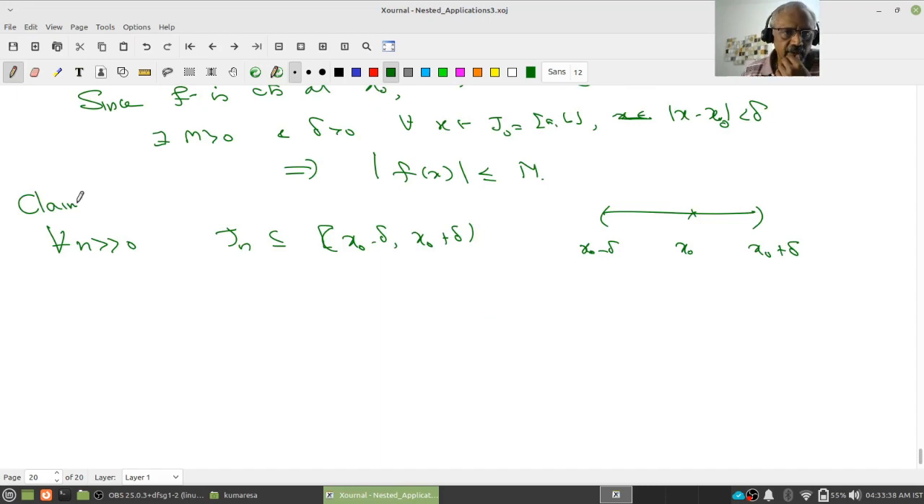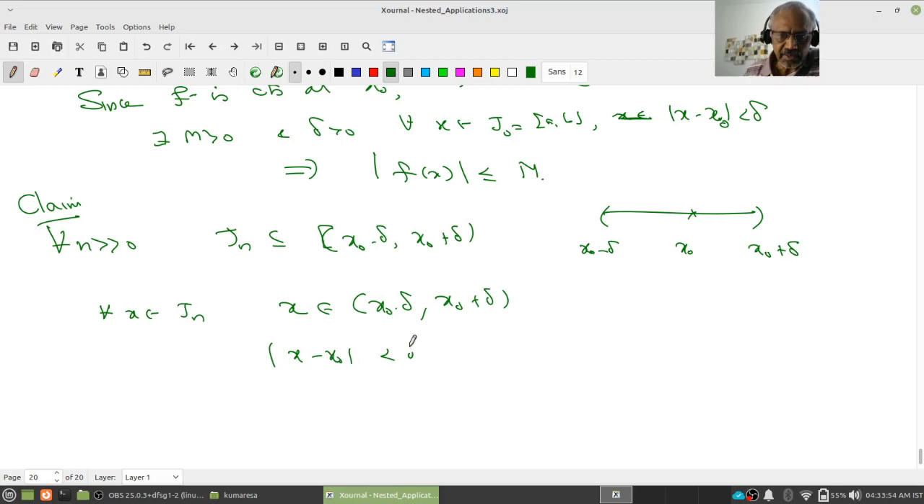Okay, let's try to understand what it means. That means if you give me any x in Jn, then that x must be in x naught minus delta to x naught plus delta. That means mod x minus x naught should be strictly less than delta, right?